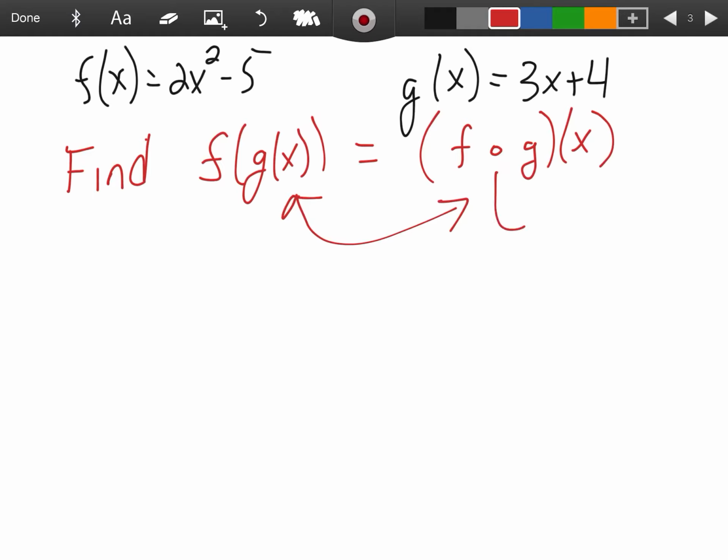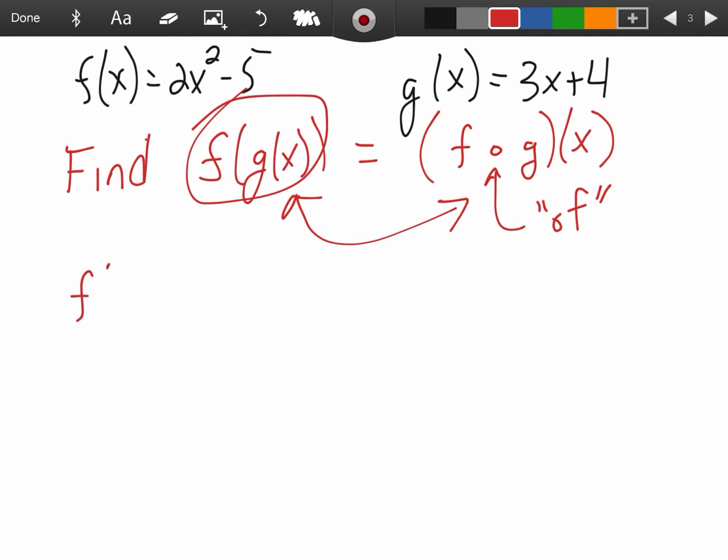If you see this o right here, that's not multiplication, it's not addition. That operation, you can think of it as just the word "of." Think of it as just "of," which is the same way that we would read this: f of g of x. So be familiar with seeing both of them.